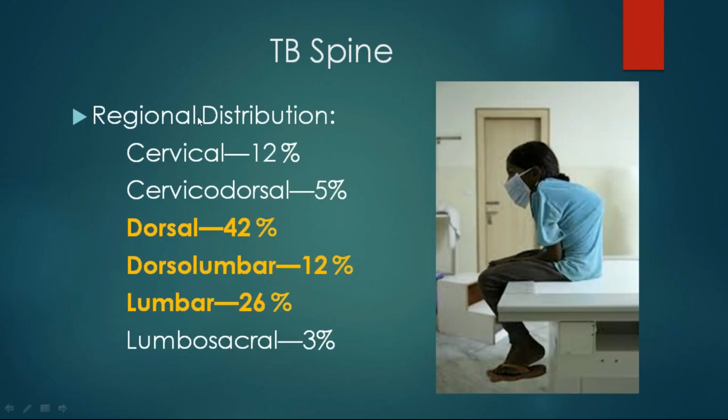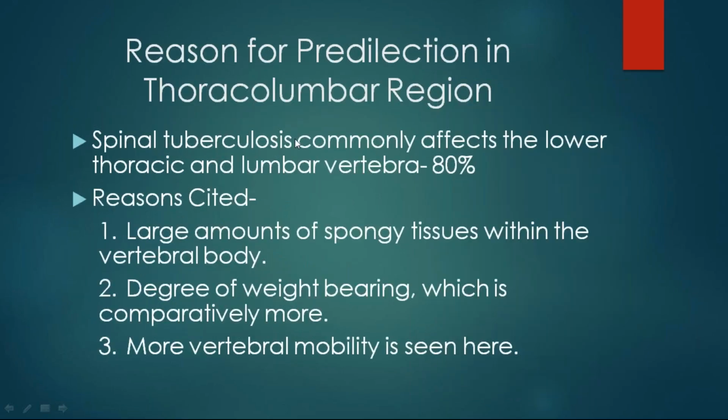So when you come to the regional distribution, the most common involvement is dorsal, dorsolumbar and lumbar. The most common location is dorsal, which comprises 42%, dorsolumbar is 12% and lumbar is 26%. The reasons for predilection in the thoracolumbar region are the large amounts of spongy tissue within the vertebral body, the degree of weight bearing, which is comparatively more over the thoracic and lumbar vertebra, and the mobility, which is more at the thoracic and lumbar spine when compared to cervical and sacral. So it comprises 80% of the total affection of spine TB.